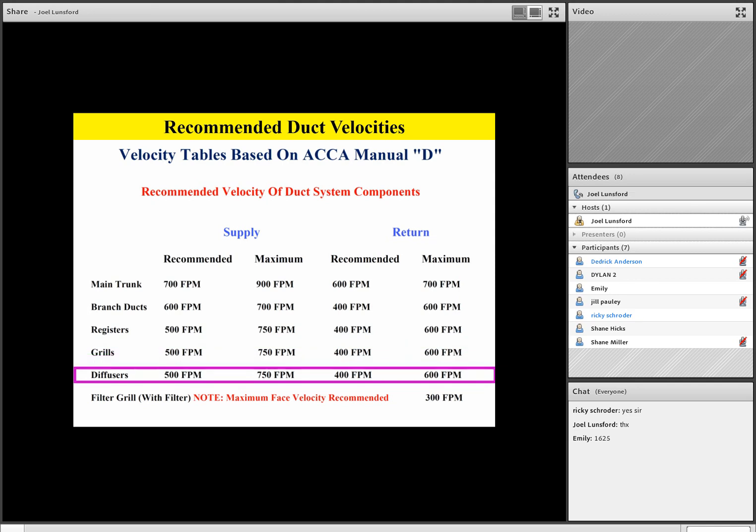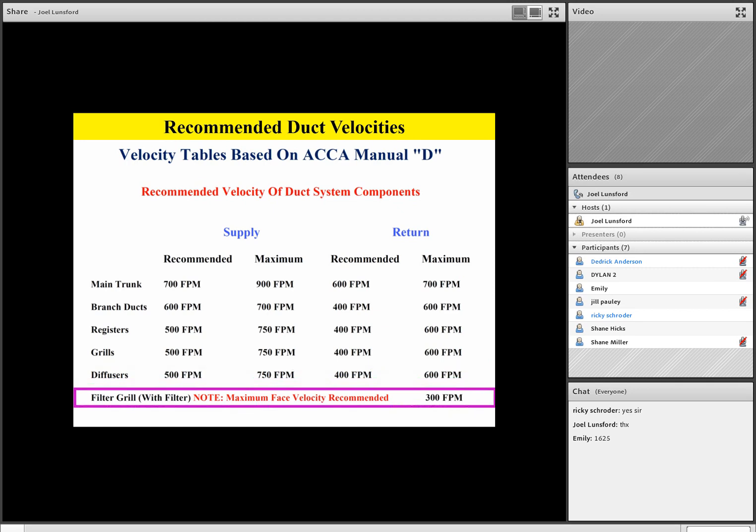Now this is really, really important, team. At the very bottom of your ACCA Manual D velocity table that we've given you for a handout, it should be noted that if you have a filter grill, in other words, a return grill with a filter in the grill, the maximum recommended face velocity across that filter is 300 feet a minute on the return. So when you're sizing your return grills, you want to make sure to account for this. If you've got a filter in it, you don't want to exceed 300 feet a minute.